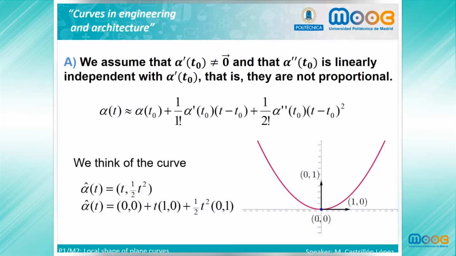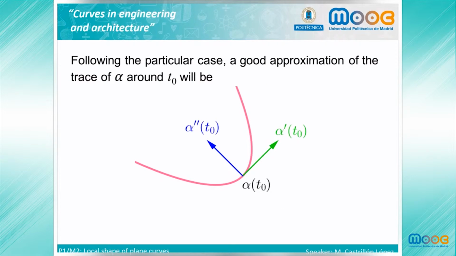The image has the trace of that curve, which by the way is a parabola, and we also have the point and the two vectors. We compare the last expression on the screen with the approximation we have in the center of the screen. If we do that, following that particular case, we could say that a good approximation of the trace of the curve around that t0 is a kind of parabola, with that point alpha of t0 and those two vectors, the first and the second derivative. These points are called convexity points.